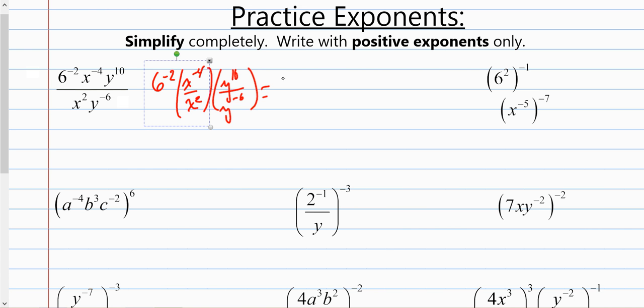So this will become 6 to the negative 2 is 1 over 6 to the second, not 1 over 62. There we go. x to the negative 4th over x to the second is going to turn into x to the negative 4 minus 2. And then y to the 10th minus y to the negative 6th.